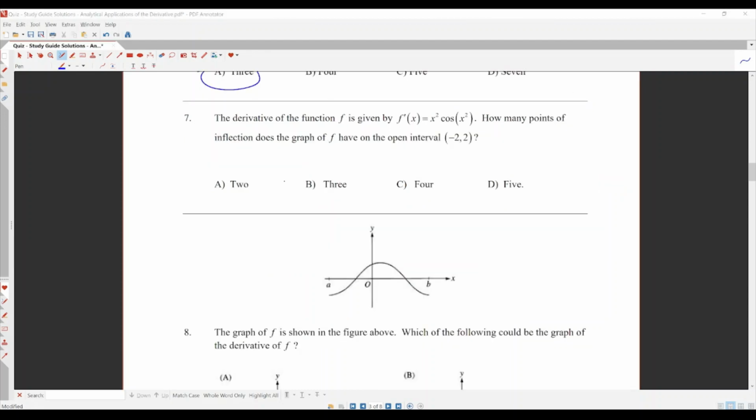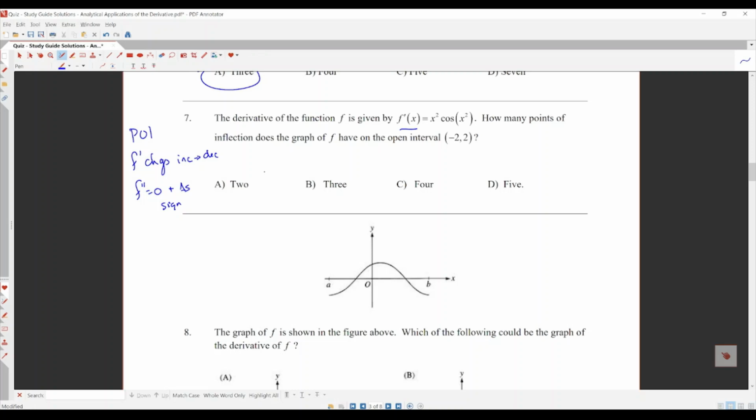All right, number 7, the derivative of f is given by f prime. So again, we're given f prime. How many points of inflection does the graph of f have? Well, there are 2 different ways of doing this. We have a point of inflection wherever f prime changes from increasing to decreasing or vice versa, or where f double prime is 0 and changes sign.